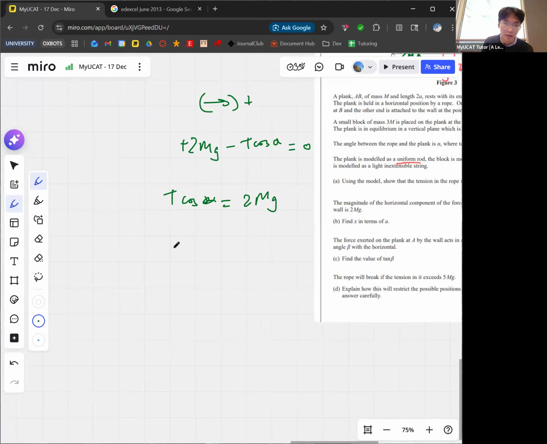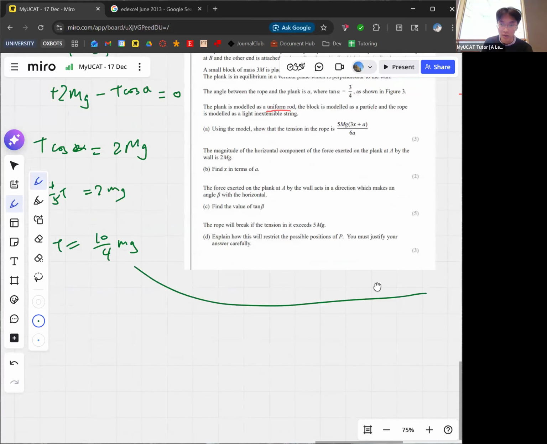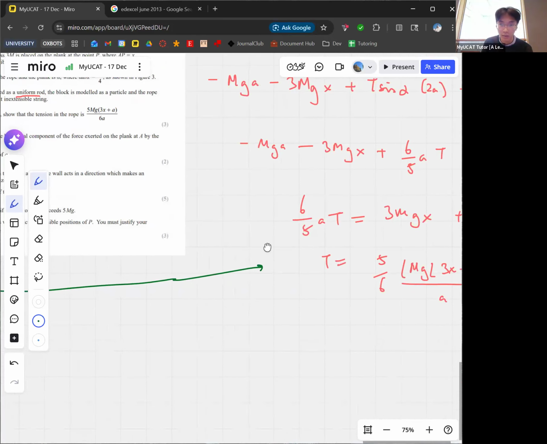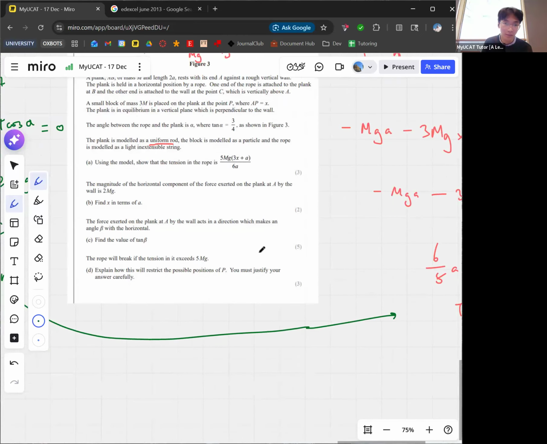And so here we get 4/5 T equals 2mg, and so T equals 10/4 mg. And you just use this equation with this equation, plug that in, and you should be able to rearrange for x in terms of a.